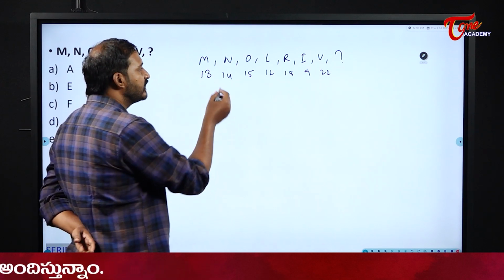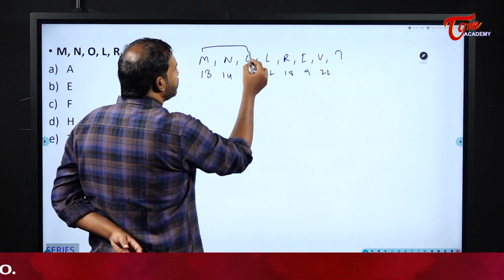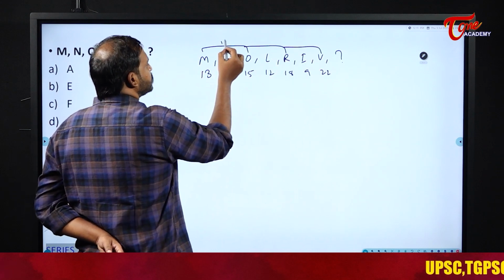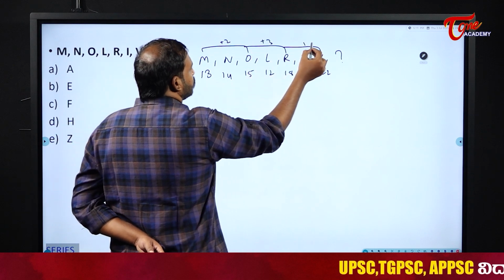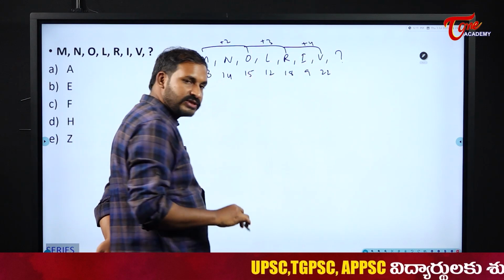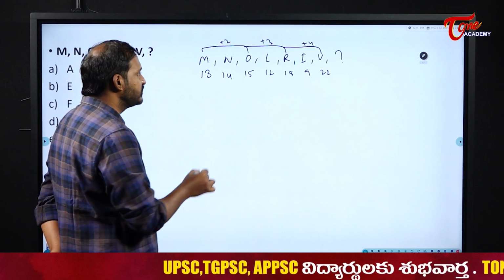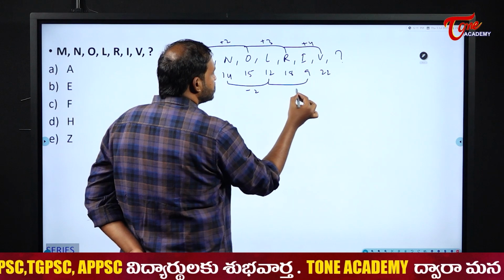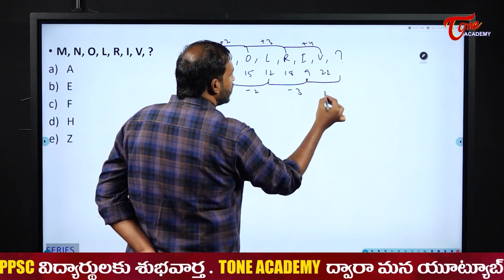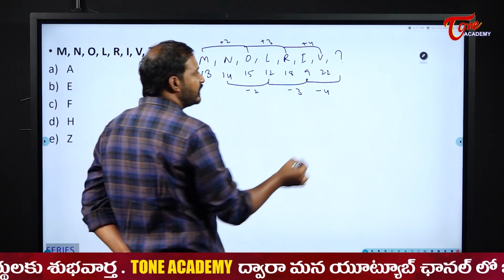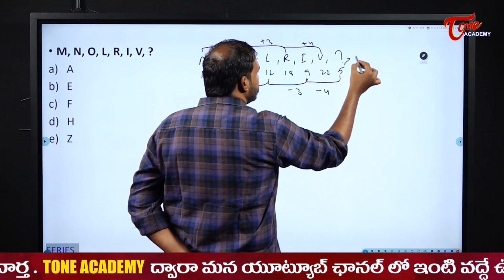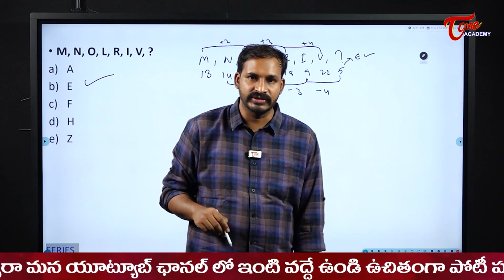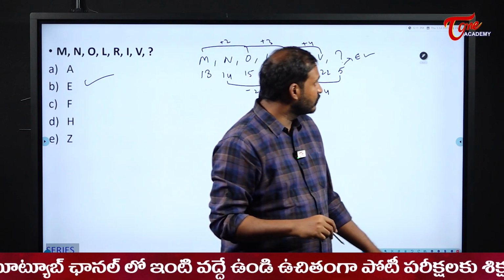So because of that reason, think in alternate manner. 13, 15, 18, 22. What is happening from here? Plus 2, plus 3, plus 4. Next one is of no use anyway. Why? Because I want the immediate one. So that means just check the next one. Minus 2, minus 3. So next it should be what? Minus 4. 9 minus 4, what it is? 5. What is fifth alphabet for me? E. So our answer here becomes option B, E. That is how you are going to solve that one.